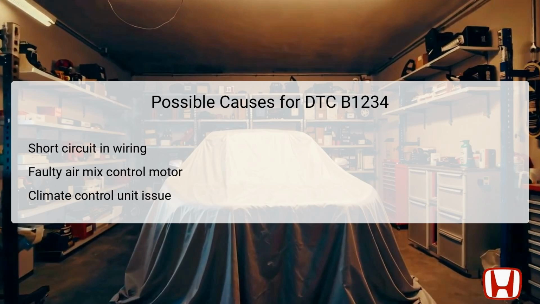If the motor is defective, it will fail to relay the correct voltage back to the climate control unit, prompting the DTC. Additionally, there may be an issue with the climate control unit, which could be failing to interpret the signals from the air mix control motor accurately. If other short-circuit DTCs are present, this might point to a more widespread problem in the S5V circuit. Identifying these causes is essential for effectively resolving the temperature control issues indicated by this DTC.